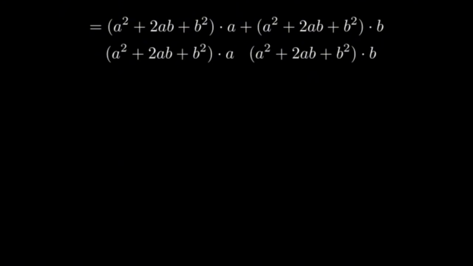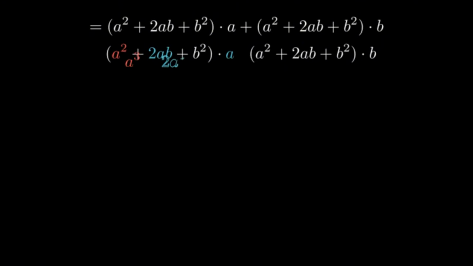Let's start by multiplying each term in the first bracket by a. When we multiply, we'll use the law of exponents, which tells us that when multiplying terms with the same base, we add the exponents. For our first term, a squared times a equals a cubed. This is because when multiplying powers with the same base, we add the exponents. So a to the power of 2 times a to the power of 1 gives us a to the power of 3. For our second term, 2ab times a equals 2a squared b.